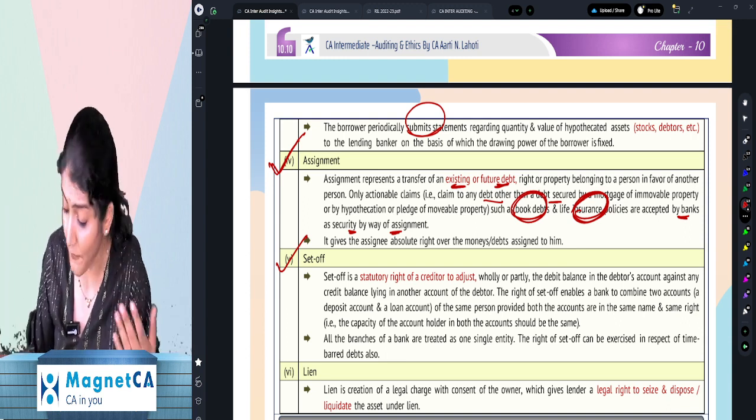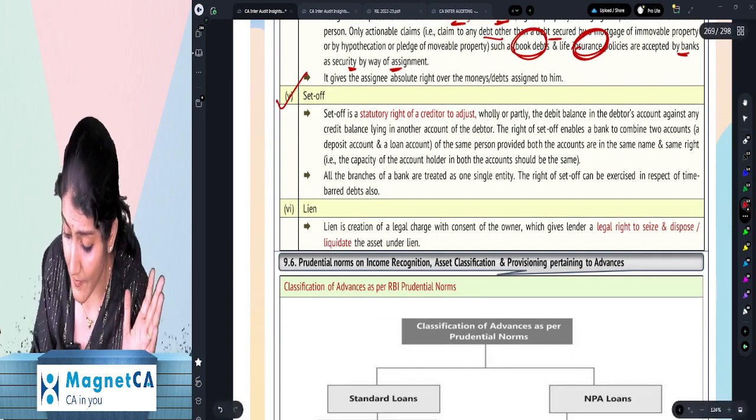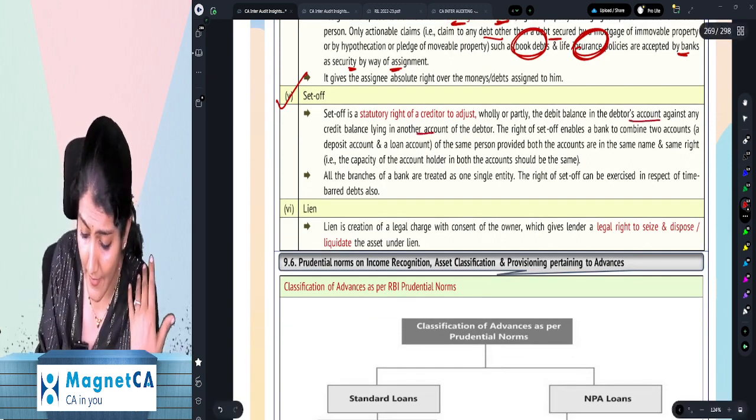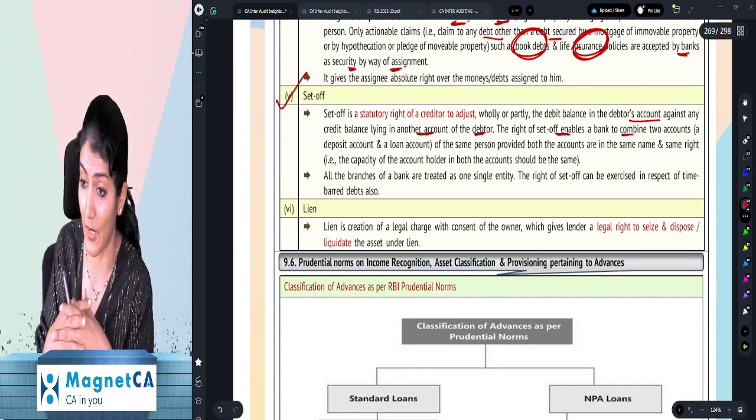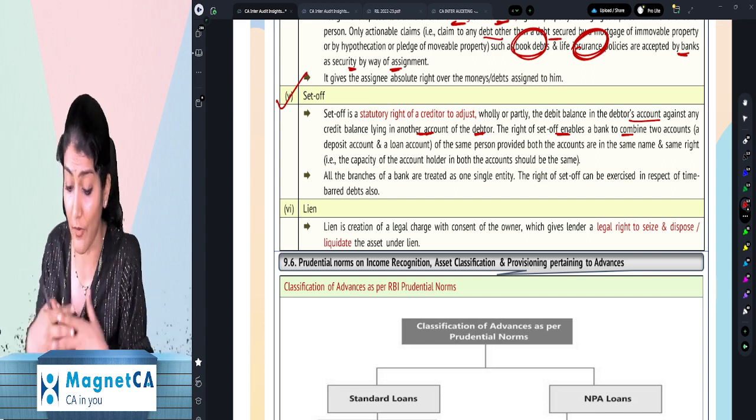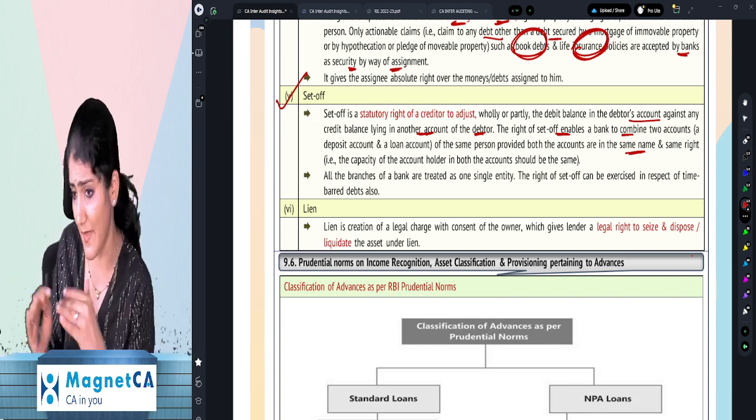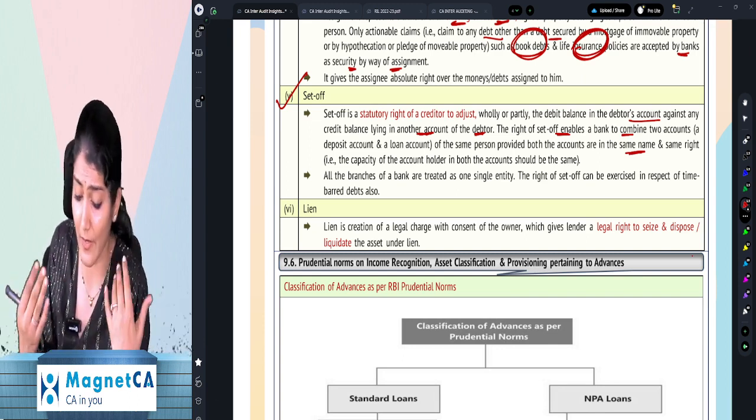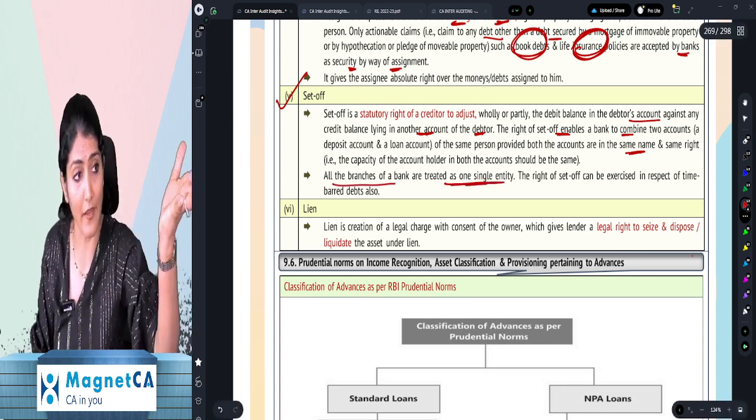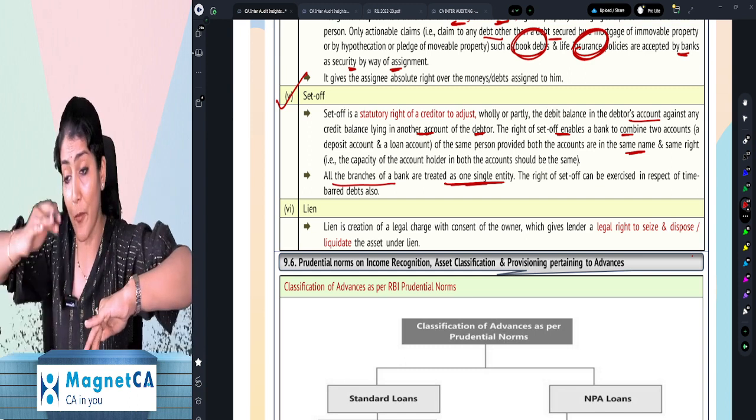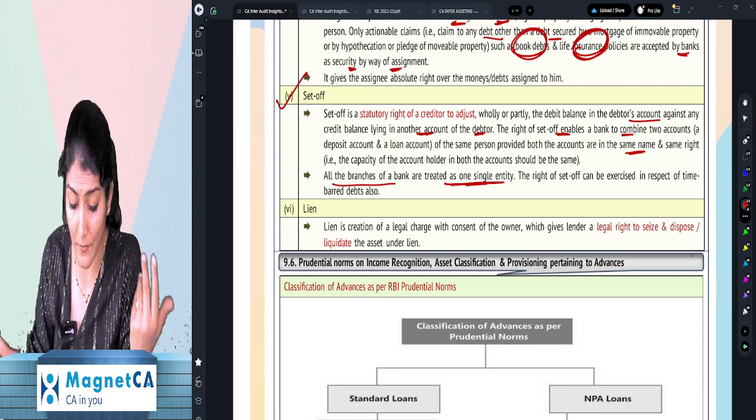Yes. So set off is the statutory right of the creditor to adjust wholly or partly the debit balance in the debtor's account against any credit balance lying in another account of the debtor. The right of set off enables the bank to combine two accounts, a deposit account and a loan account of the same person, provided both the accounts are in the same name, in the same right, that is in the same capacity. And all the branches of the bank are treated as one entity. So you've taken a loan from one branch of the bank, but you've kept a deposit with another branch of the bank. Can it be set off? Yes, it can be set off. So that is the set off.